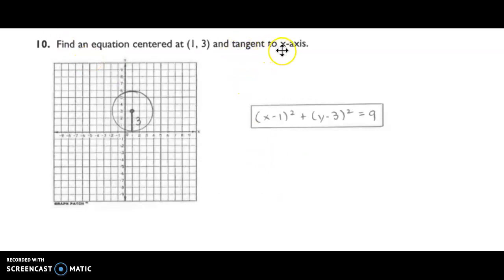When it's tangent to the x-axis, centered at 1, 3, and if it's tangent, remember it touches it, so that means you have to draw it this way, and so the radius is going to be 3, okay, so that's why the equation is this equation right here.